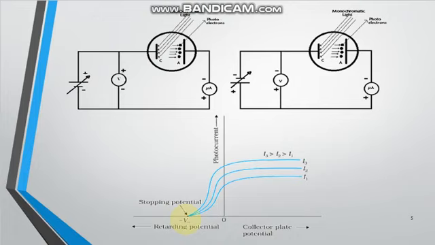The stopping potential is independent of the intensity of incident electromagnetic radiation. So whatever the intensity of the incident electromagnetic radiation may be, the stopping potential is constant for a particular metal surface.